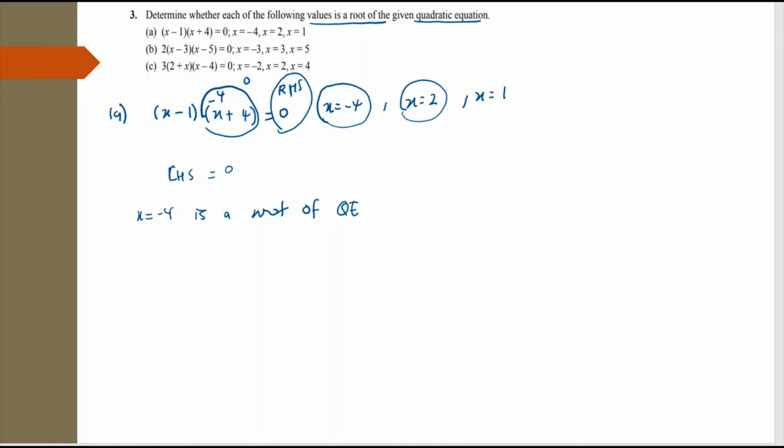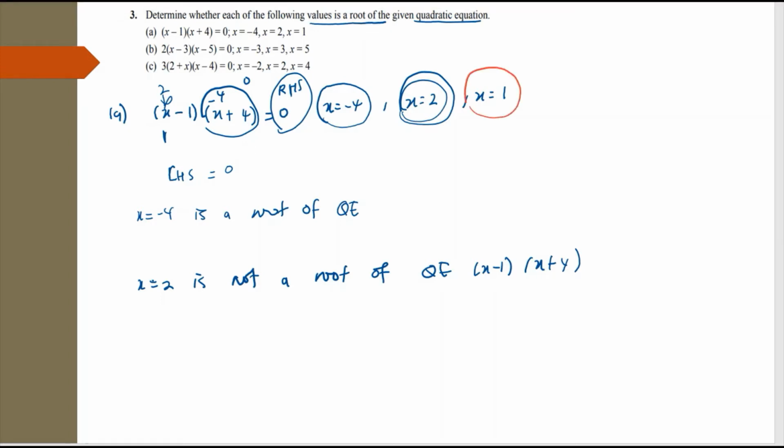Okay, now we check x is equal to 2. Now we substitute x equal to 2 into this. We get 2 minus 1, we get 1. 1 times any number will get that number. So we cannot get the 0 value. So when we compare the two values, on the left hand side we get a number, and on the right hand side we get 0. So that means x equal to 2 is not a root of the quadratic equation x minus 1 times x plus 4. Okay?